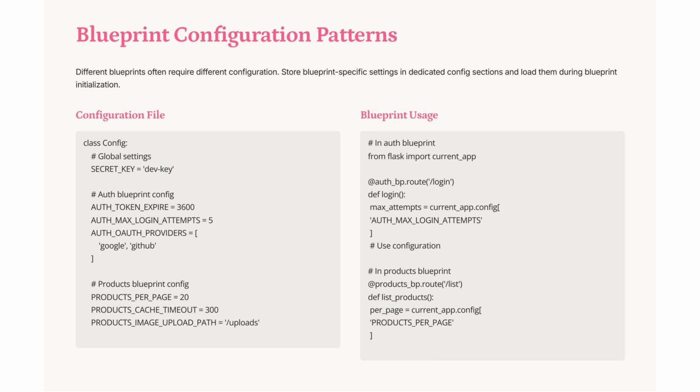Blueprints can have unique configurations. Store settings in dedicated sections, loading them during initialization. For example, the auth blueprint might have token expiry and OAuth providers, while the products blueprint manages pagination and cache settings. This approach ensures modularity and flexibility, allowing each blueprint to function optimally within its specific context.